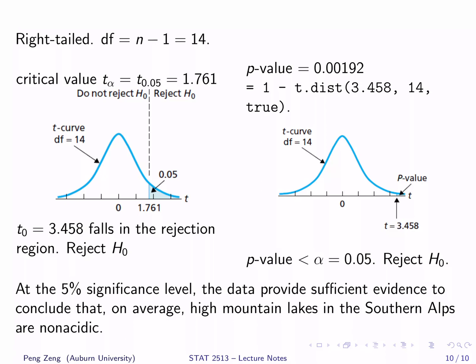We can also use the p-value approach. Use Excel to calculate the p-value. It is 0.00192. The p-value is smaller than the significance level, 0.05. We reject H0. Both approaches lead to the rejection of H0. At the 5% significance level, the data provide sufficient evidence to conclude that on average, high mountain lakes in the Southern Alps are non-acidic.